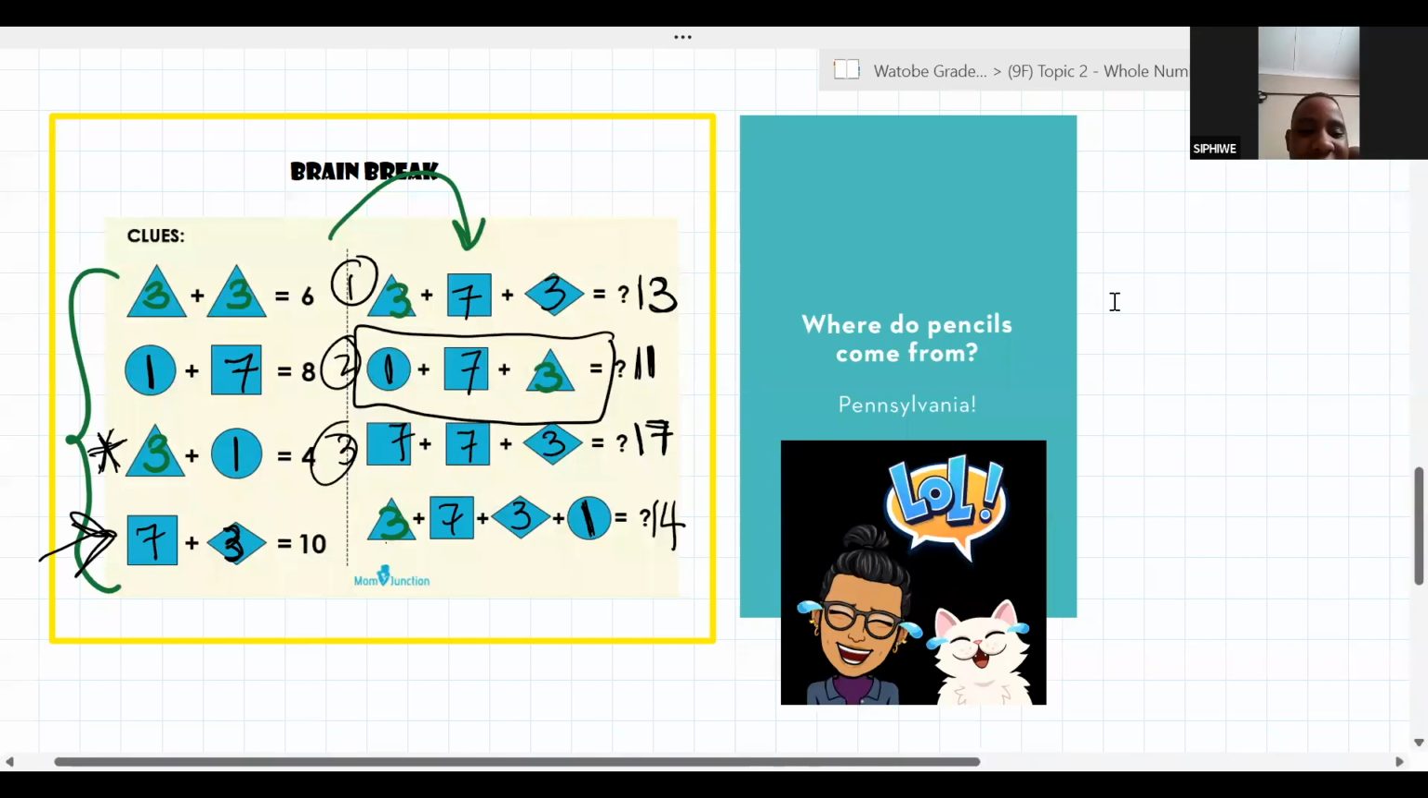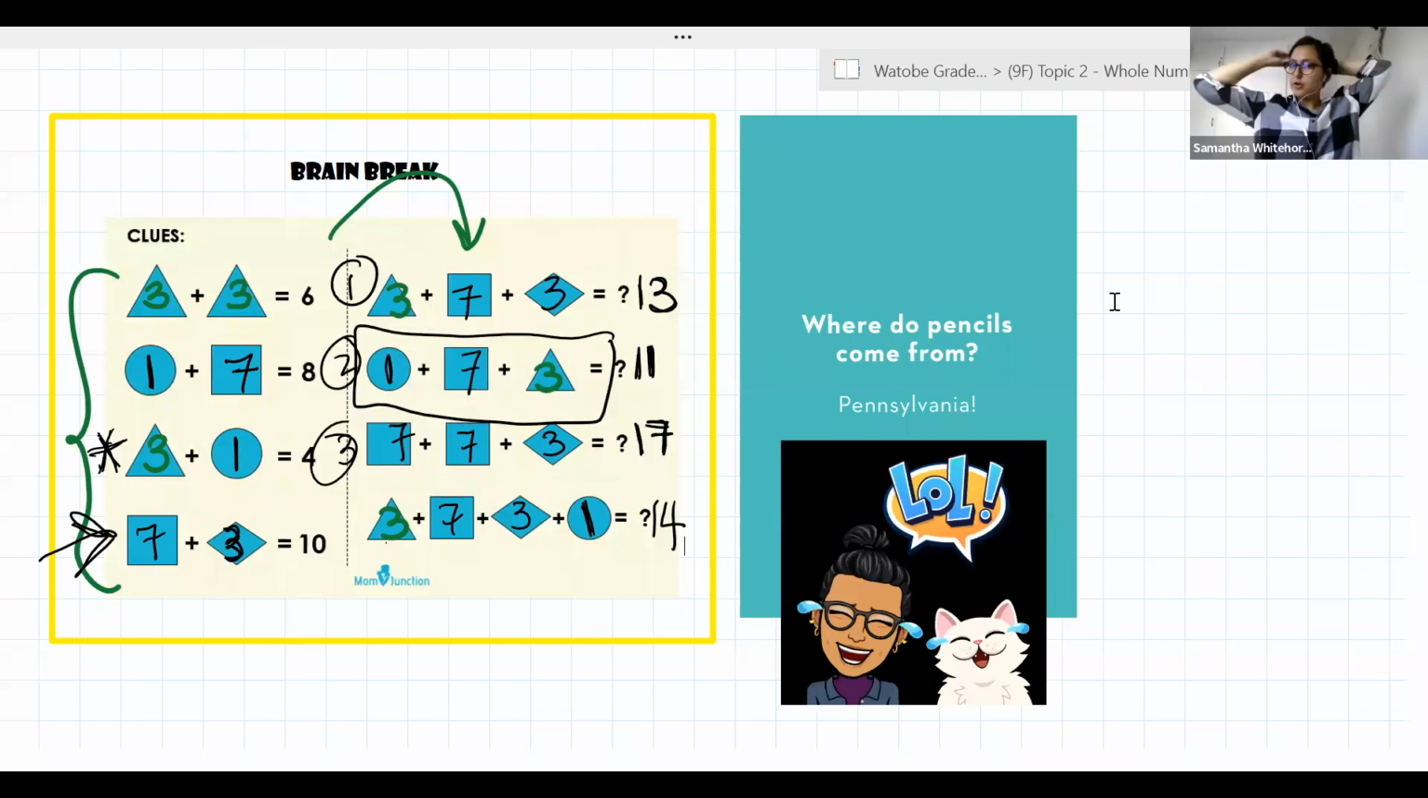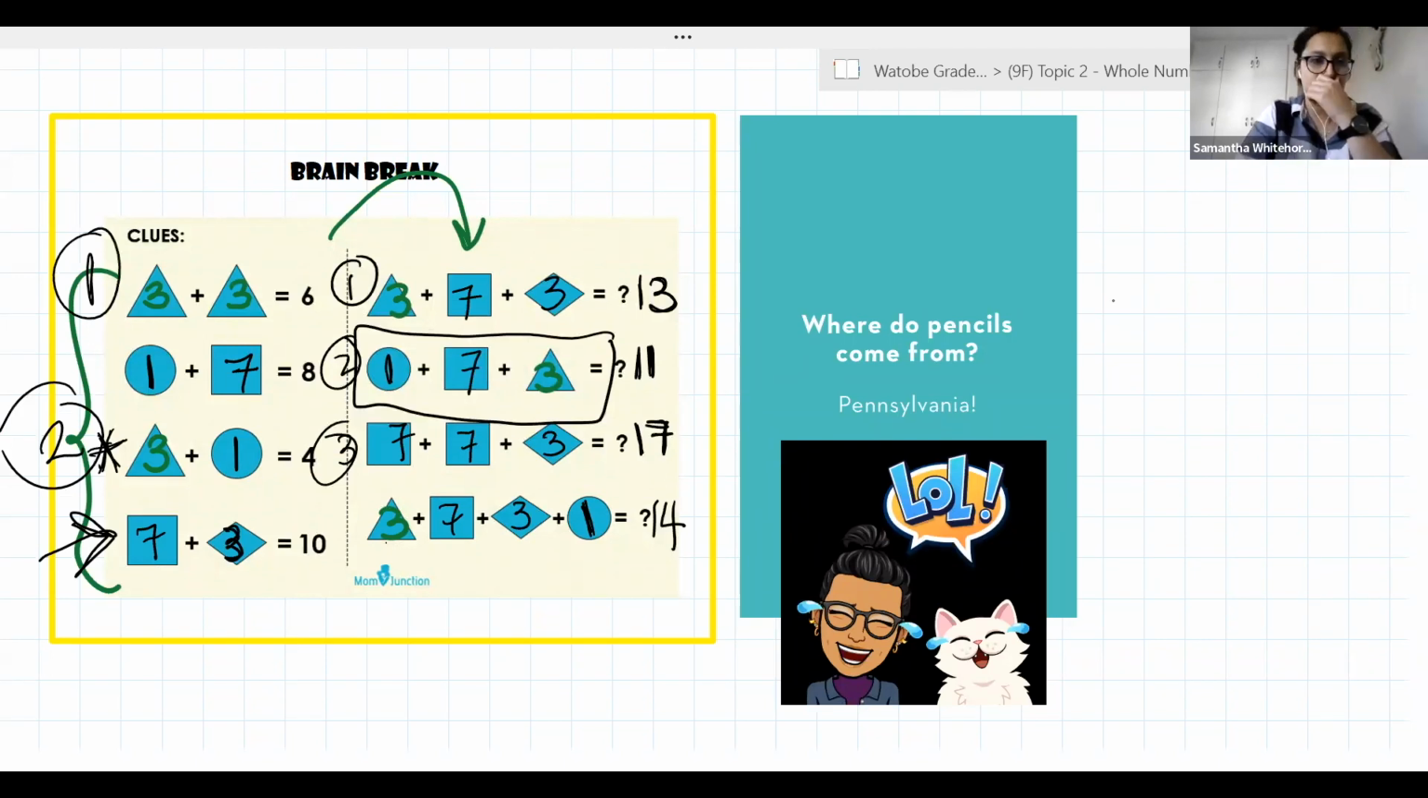How did you guys get to the 7 for the square? Okay, so for that one, what we actually did is we did this one first, but then we jumped to where the star is and we did that one second. The reason for that is because I knew the triangle was 3. So I could go and work out what the circle was. And once I had that the circle was 1, I could go back and do that first one. And so because I knew the circle was 1, I knew that 1 plus 7 must be 8.